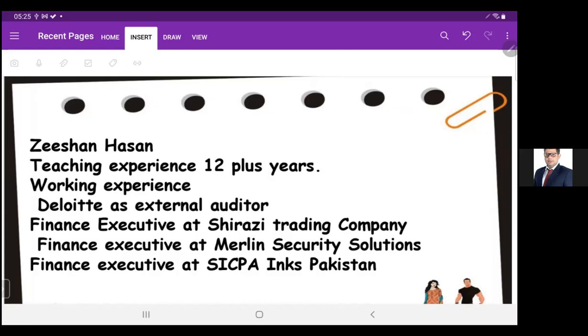Which subjects of ACCA do I teach? I teach Business and Technology, F1; Management Accounting, F2; FA, Financial Accounting, F3; LW, Corporate and Business Law, F4; PM, Performance Management; FR, Financial Reporting, F7; Audit and Assurance; obviously Financial Management, F9; SBL; SBR; Advanced Performance Management, APM; and Advanced Audit and Assurance.